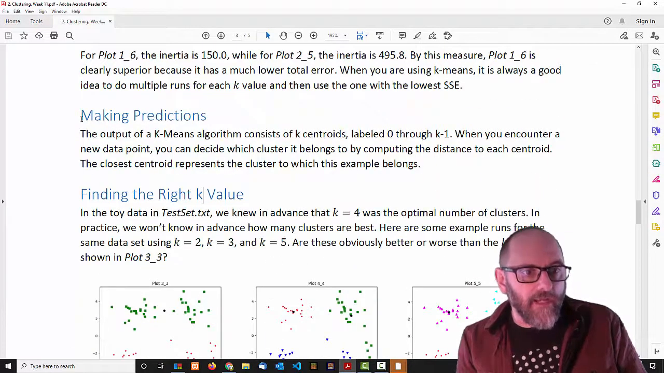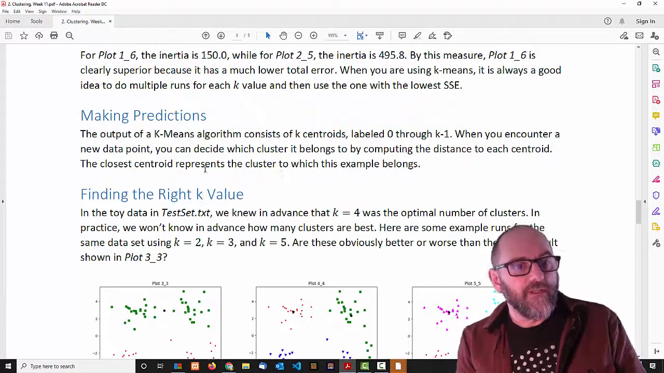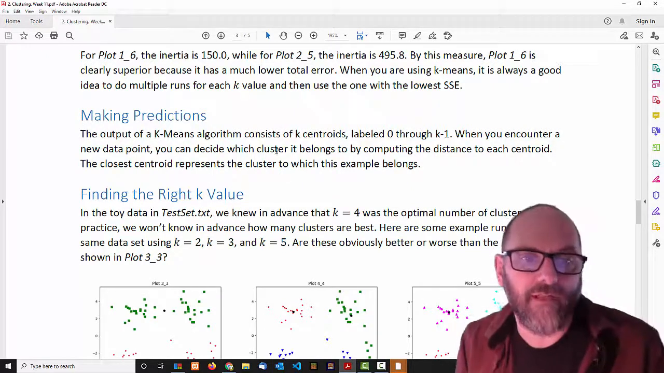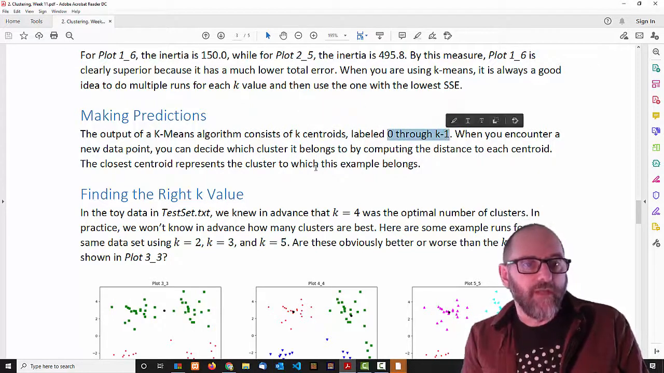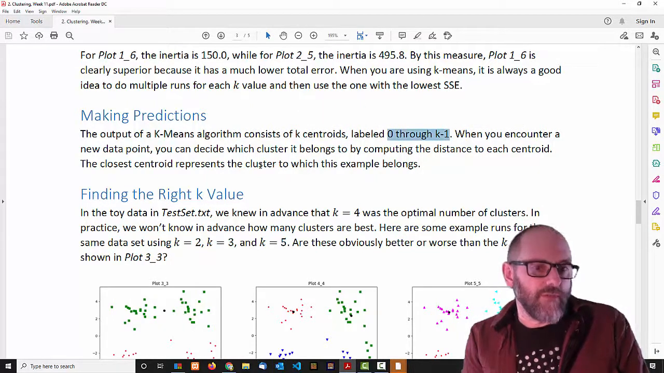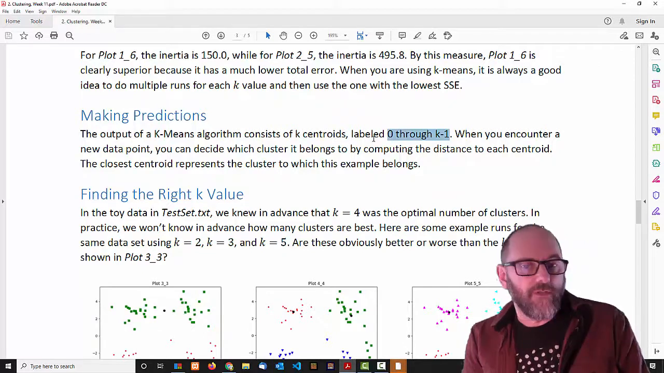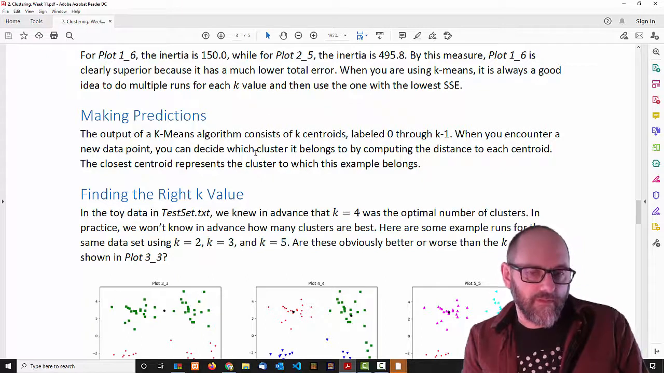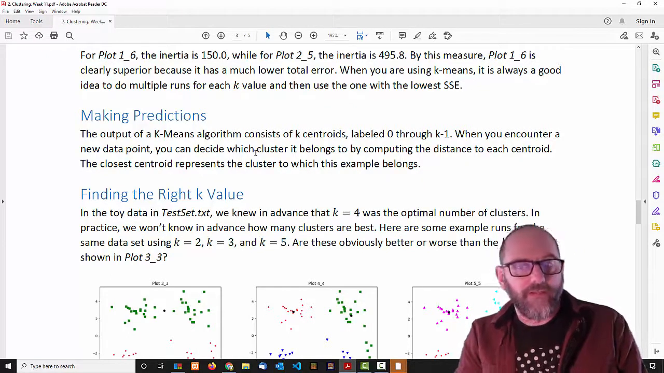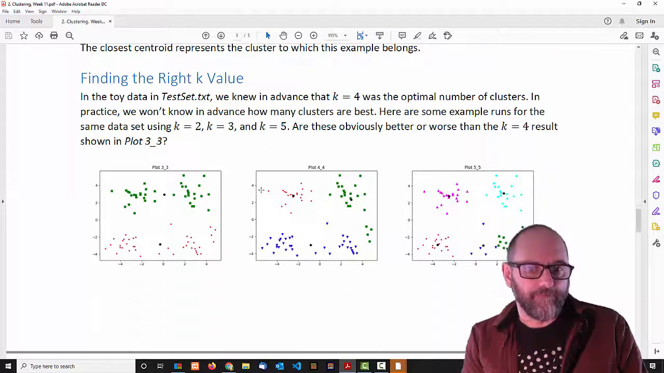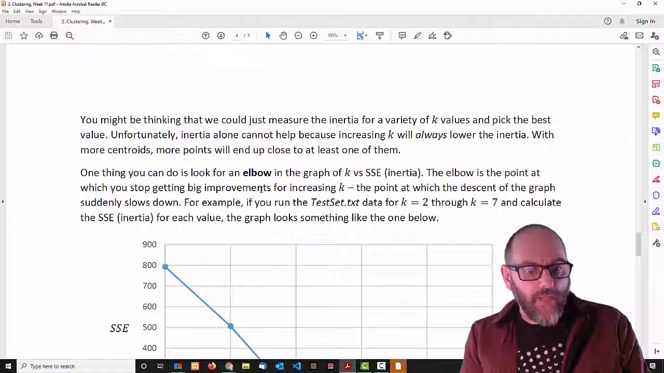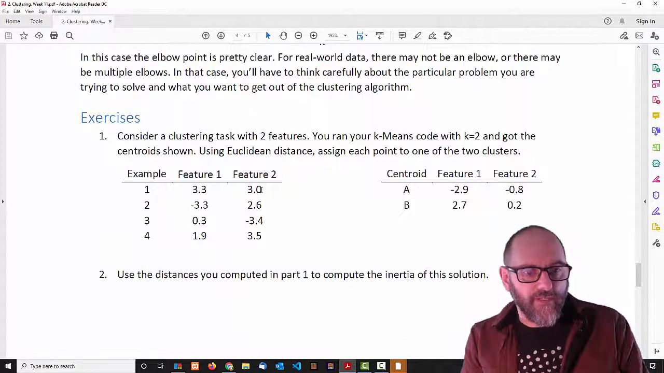And the other thing, I skipped over this, making predictions. So the output of the k-means algorithm has k centroids. They're labeled 0 through k minus 1. And when you get a new data point you haven't seen before, you just compute its distance to each of those centroids to decide which cluster it belongs to. So if a new customer comes in, you assign them to a cluster, and then you can make your recommendations based on the cluster that they're in. Okay, so I hope that was fairly clear.